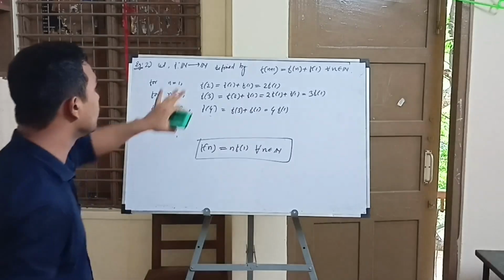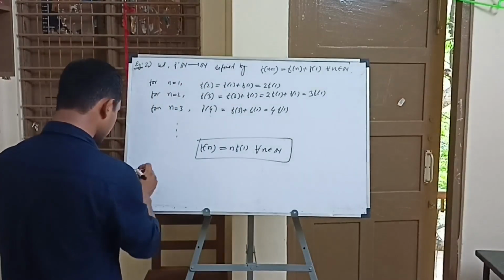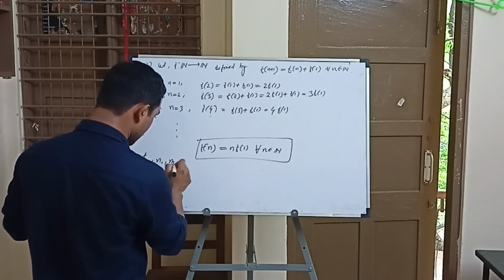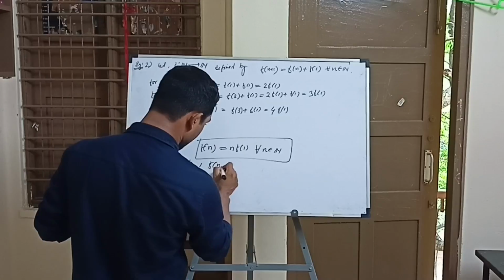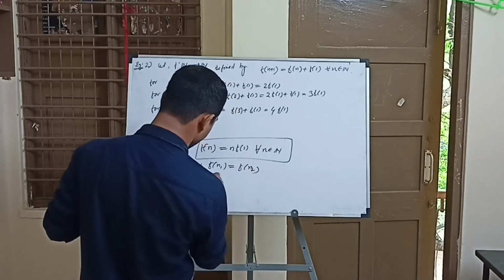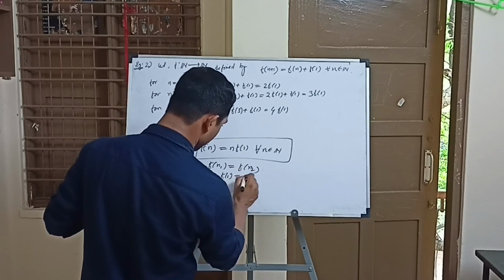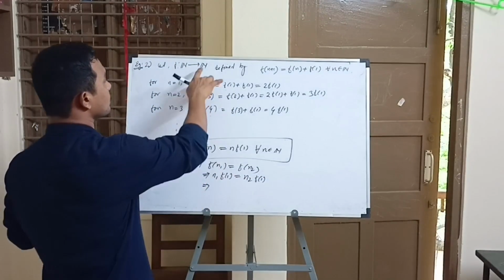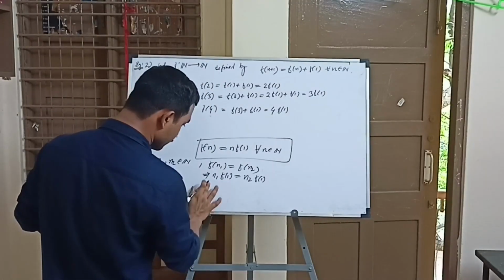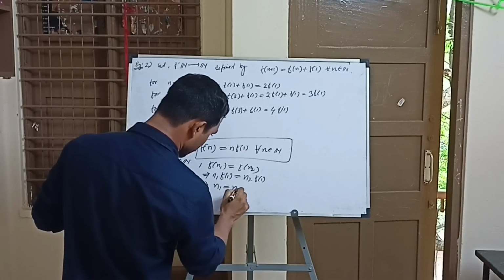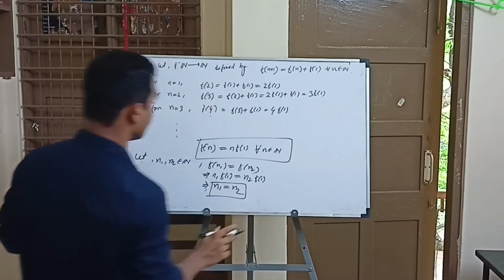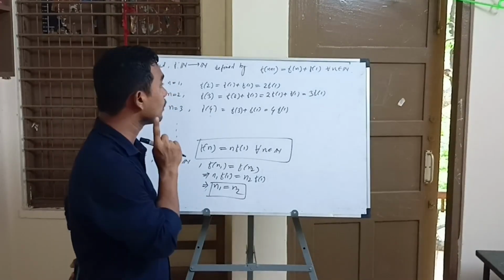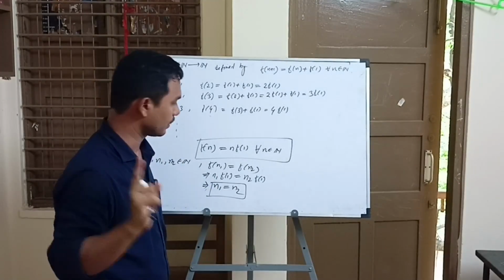Now we will say whether this function is one-one or not. Let n1, n2 belong to N, then f of n1 equal to f of n2 gives n1 f of 1 equal to n2 f of 1. Since f of 1 is a natural number, it cancels out, so n1 equal to n2. By the definition of one-one, we directly say that f is one-one. We are only using the definition of one-one, correct?